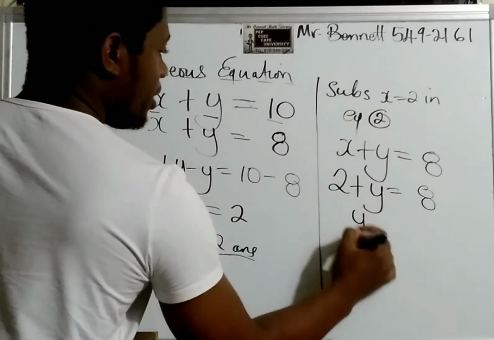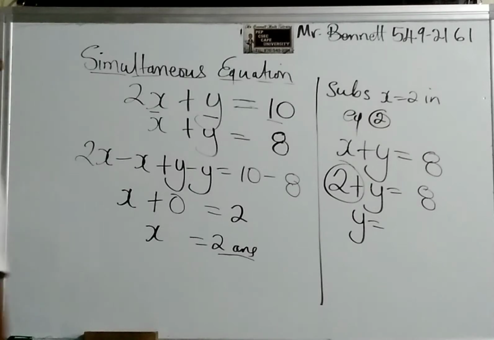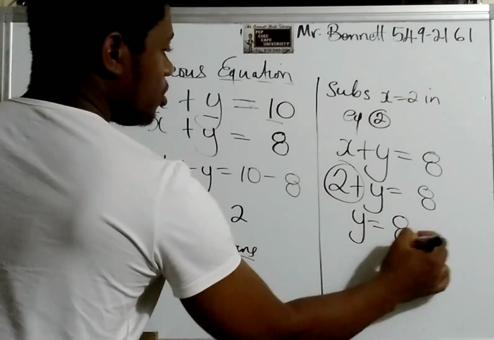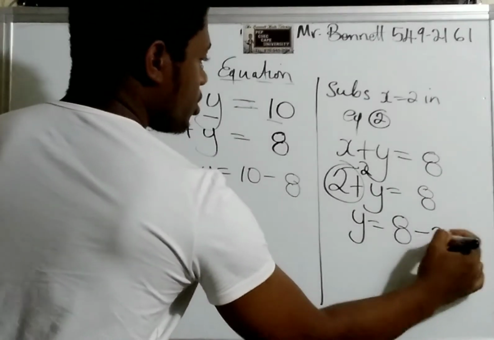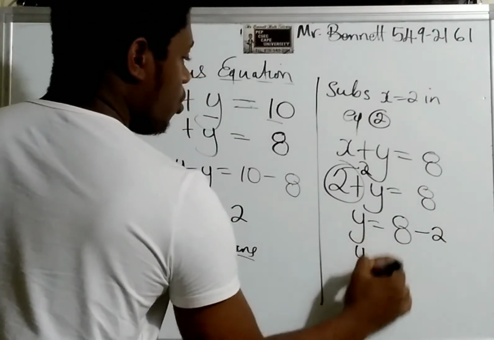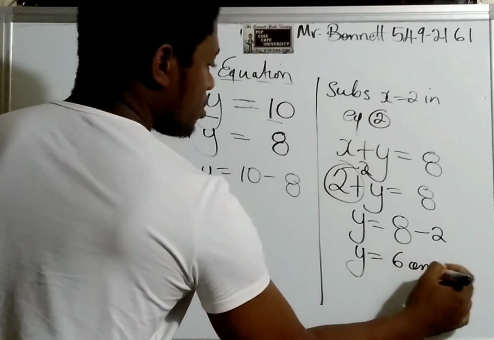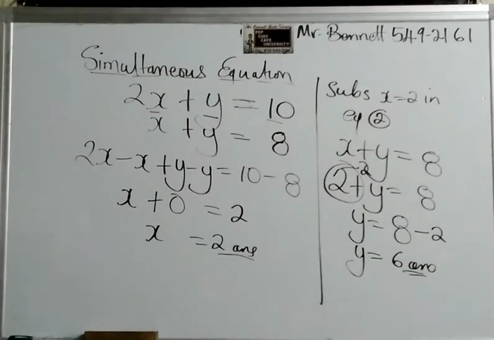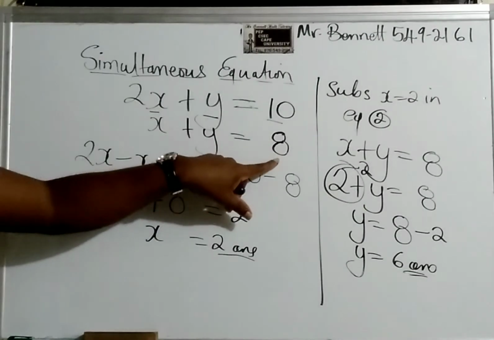Therefore, y is equal to, we take the inverse of plus 2. We discussed that earlier. So the inverse of plus 2 will be minus 2. So we subtract 2 from this. So therefore, y is equal to 8 minus 2, 6. And you can check your answer to see if it's correct. 2 plus 6 is equal to 8.